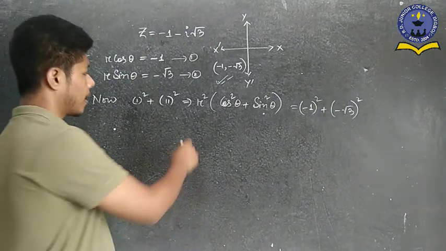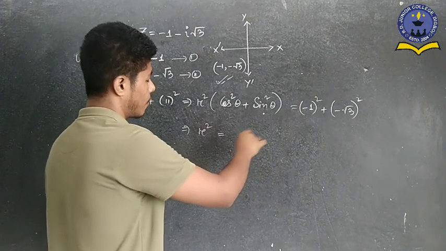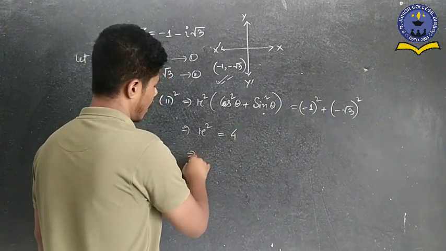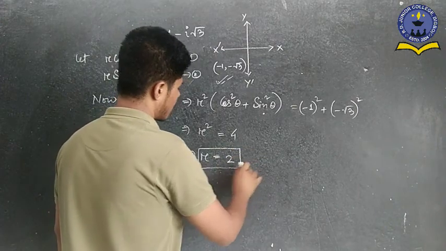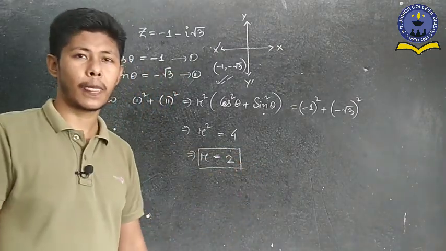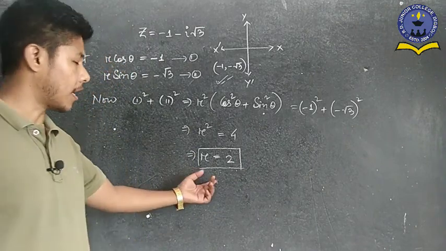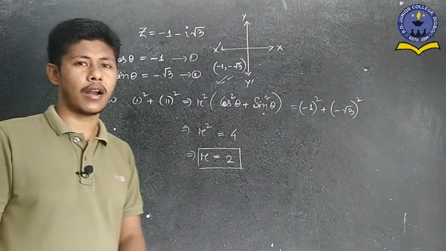After calculating this, r square equals 1 plus 3, which is 4. So from here the value of r equals 2. Is it clear? This r is the modulus of z. We had to find the modulus, that is, the value of r.